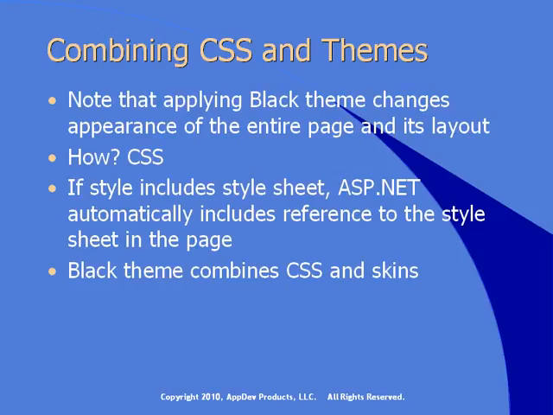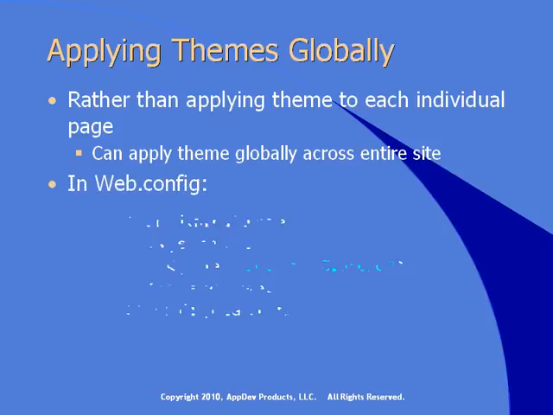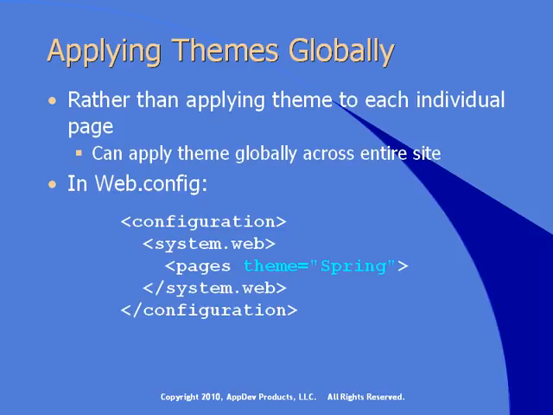Now, before leaving the discussion of themes, there are 2 more important issues we need to talk about: applying themes globally and applying themes at runtime. Rather than applying a theme to each individual page, you can apply a theme globally across the entire site. In your web.config file, you can add markup like this. That is, within the system.web element, add an element named Pages, and make sure you have an attribute named Theme with the value of the theme you'd like to apply across every page in the site.